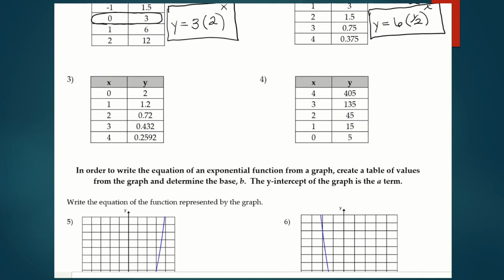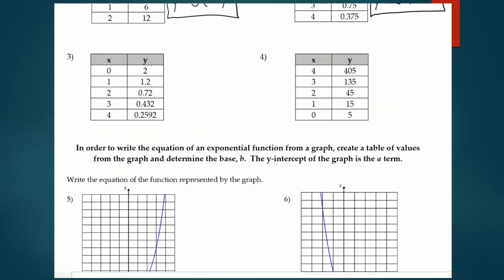Looking at number 3, I see 0, 2. So remember, when x is 0, that y value is going to be my y-intercept, which is also my a term. So a is 2. My b value, this one's a little bit tricky. This one, I can't just figure out off the top of my head what is going on here. So I'm going to do a little dividing to help me out.